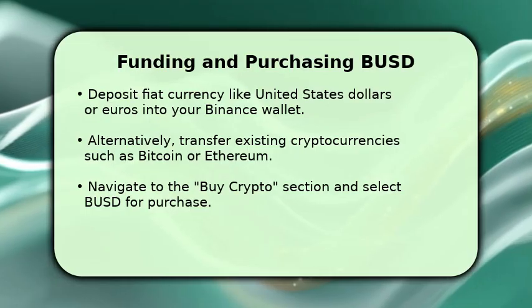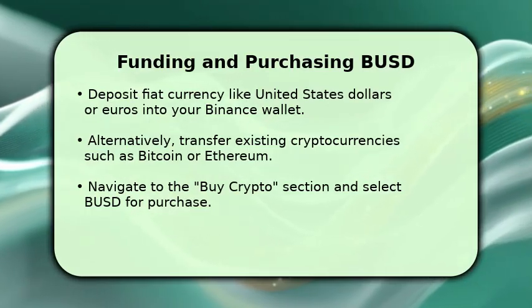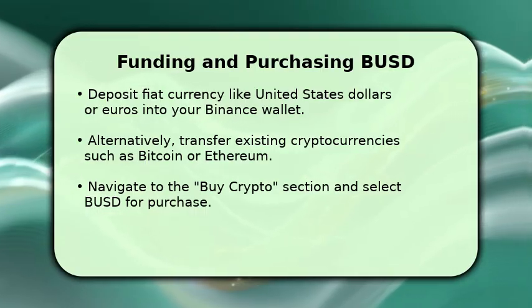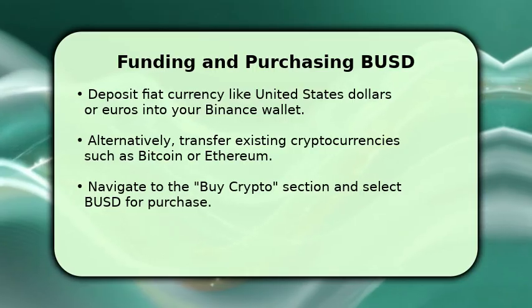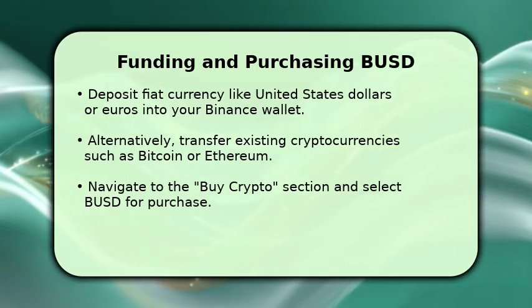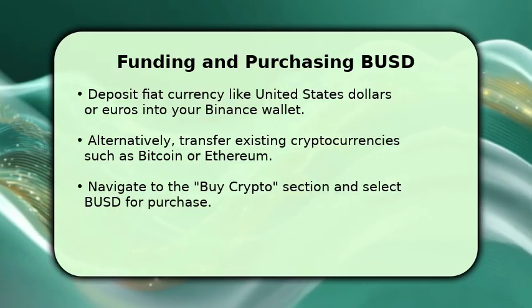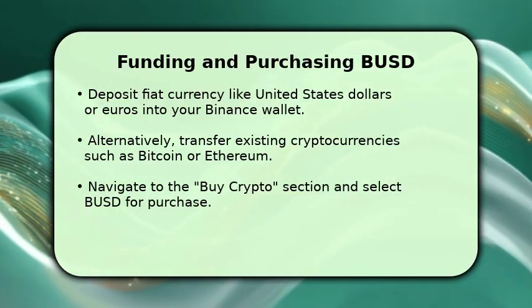With your account set up, it is time to fund it. You have two primary options: deposit fiat currency directly using a bank transfer or credit card, or transfer existing cryptocurrencies from another wallet. Once your funds are available, go to the Buy Crypto section on Binance.